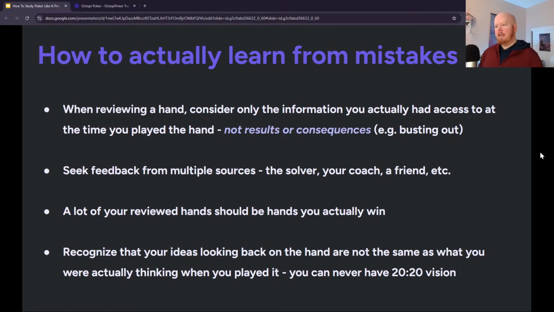Then, of course, we have to seek feedback from multiple sources, not just one. We have to make sure that we are reviewing hands that we win, hands that we lose, various different types of hands. And we have to recognize that we don't have full clarity on what it was we were actually thinking in game. But if we can review the hand quite close to when we actually played it, we can start to get more of a sense of what we were thinking and then correlate that with maybe what was the right way to think about it or what was better.